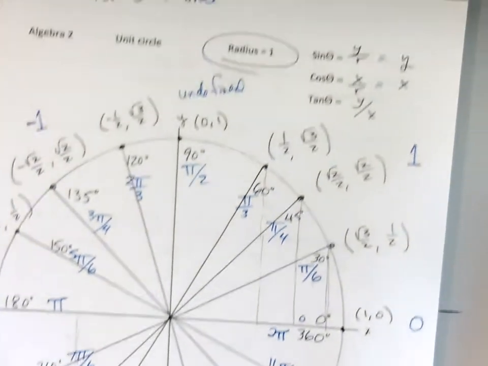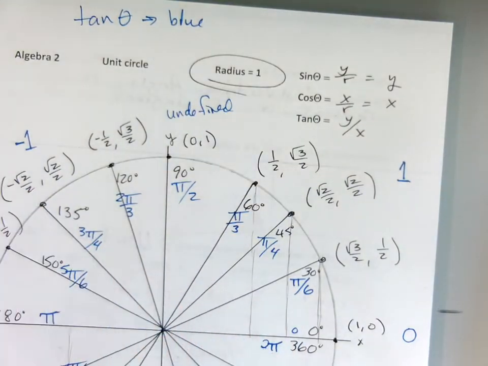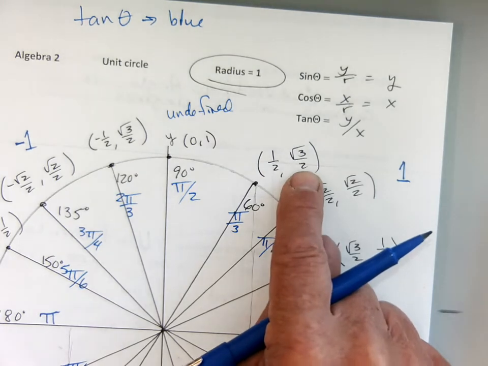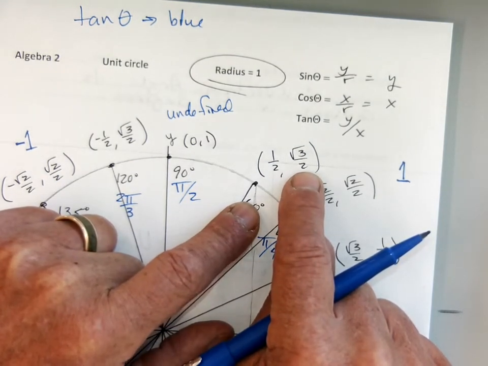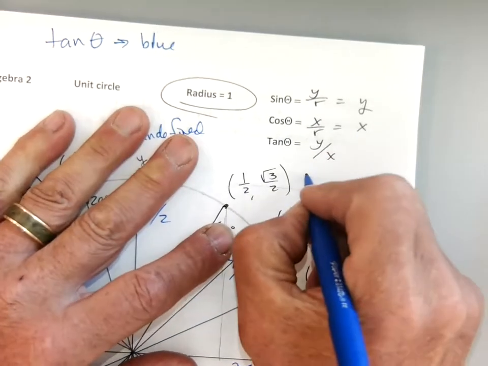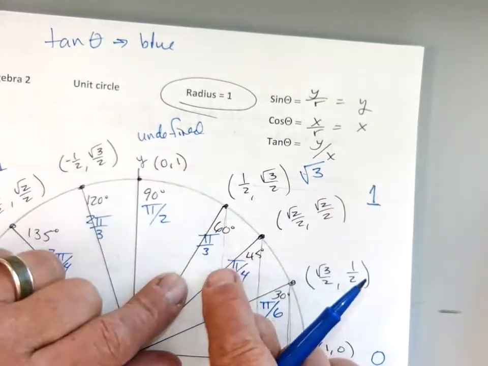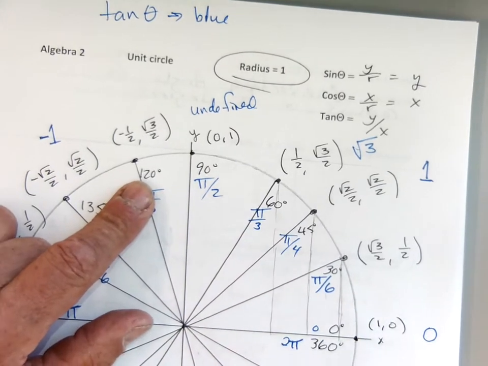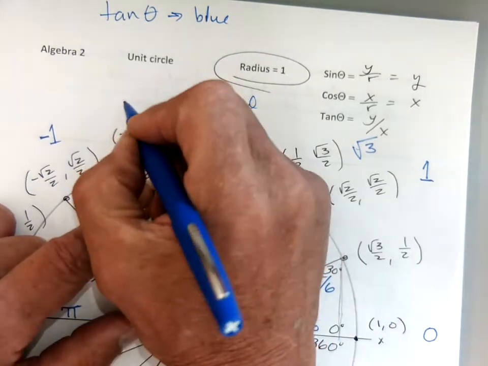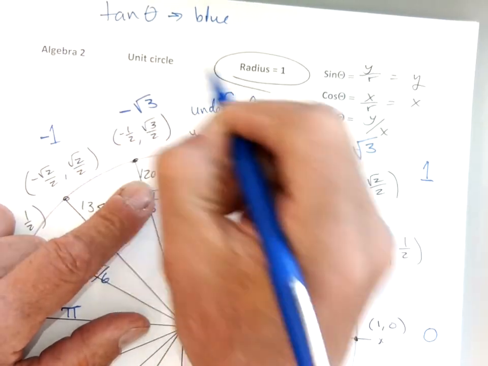Okay, now let's go back to this one. At 60 degrees, it's going to be square root of 3 over 2 over 1/2. The 2's will cancel, and the answer is just the square root of 3. Okay, tangent of 60 is square root of 3. Tangent of 120 will be the same thing, but a negative square root of 3.